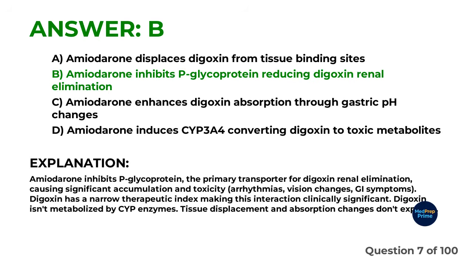Correct answer, B. Amiodarone inhibits P-glycoprotein, the primary transporter for digoxin renal elimination, causing significant accumulation and toxicity: arrhythmias, vision changes, GI symptoms. Digoxin has a narrow therapeutic index, making this interaction clinically significant. Digoxin isn't metabolized by CYP enzymes. Tissue displacement and absorption changes don't explain sustained toxic levels.